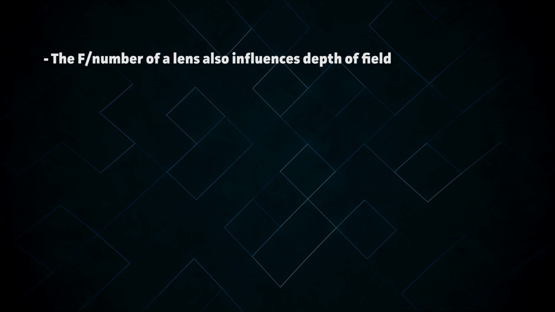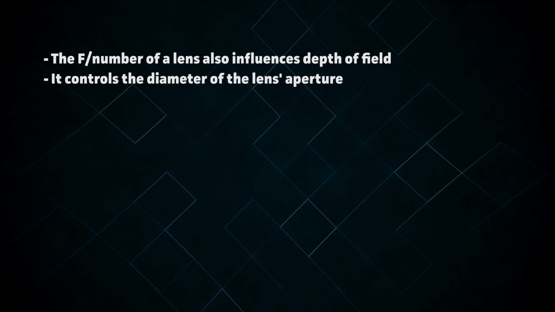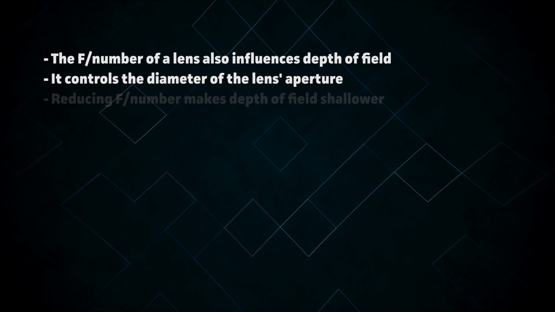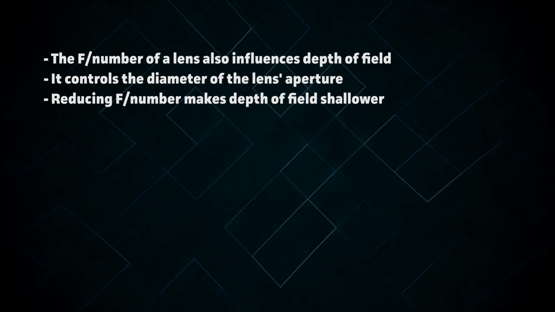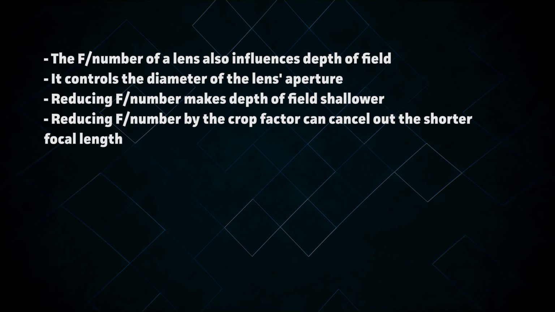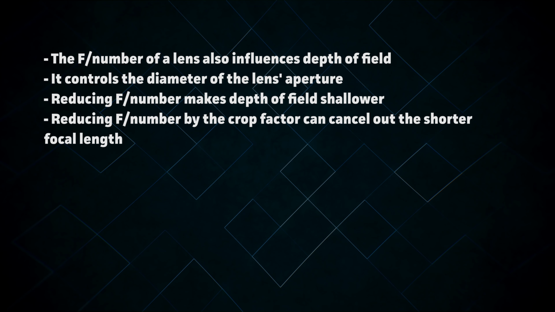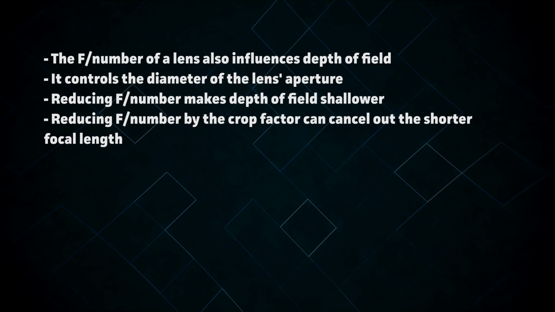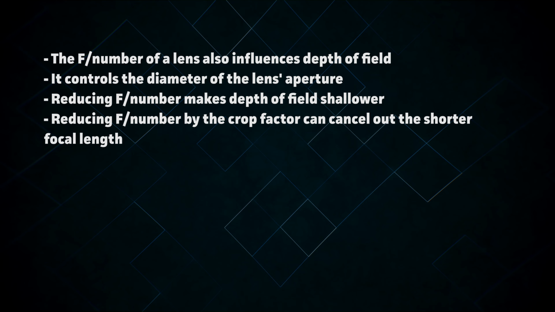Another factor which influences depth of field is the f number of the lens. This basically controls how wide the aperture opens up. Reducing the f number of the lens opens up the aperture and makes the depth of field shallower. So if our Super 35 camera reduces the f number of the lens by 1.5 times, it compensates for the shorter focal length and achieves the same depth of field as the full frame camera. So yes, theoretically it's possible to achieve any depth of field on any size sensor, but past a certain point, the f number required to achieve a particular depth of field becomes incredibly impractical.